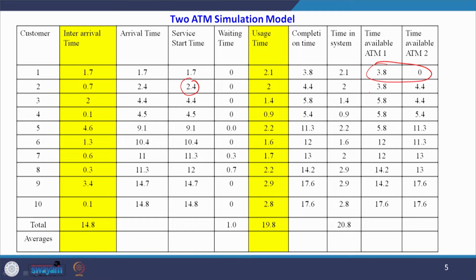Now, this updating is important. Whichever is the minimum available time for the previous customer, for example 3.8 and 0, 0 is the minimum. So, the completion time will be updated for the second ATM. The time available for ATM 1, because it is not the minimum, will be carried to the next customer also. I will explain the whole process with the help of Excel. Now, I go to Excel to explain how to use the two ATM simulation model.